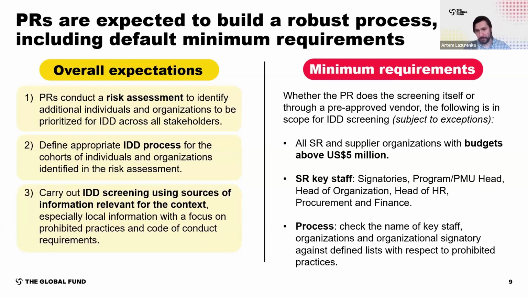And this is what the minimum requirement is, just making sure that this defined population is checked against at least these kinds of lists. Now, as I mentioned, the requirements are minimum, so we don't feel that these lists are necessarily sufficient. It's just that this is a component that must be present in any kind of IDD program. And then, as I mentioned previously, we expect the PR to also use the right kind of information for its own context and the right kind of checks for its own context to ensure that a robust risk management process is in place and the right kind of information is queried with regard to the right organizations. If you go to the next slide, please.